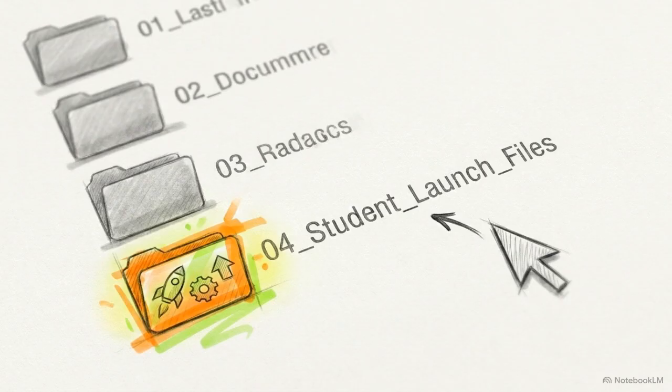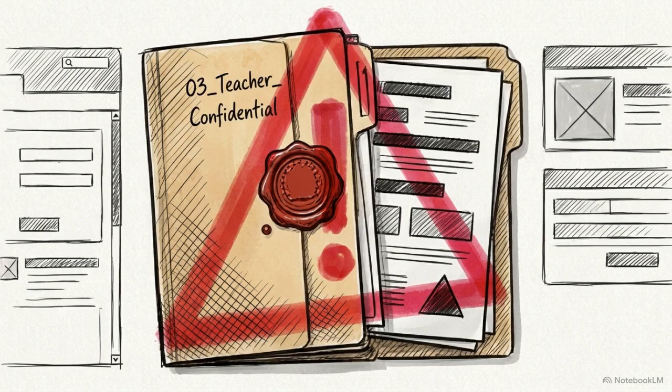Now we reach the most critical action of the setup. You must publish only the contents of Folder 4, labeled Student Launch Files, to your class. Avoid the mistake of uploading the entire folder package to your learning management system all at once. If students access the Teacher Confidential folder, the simulation loses its impact.